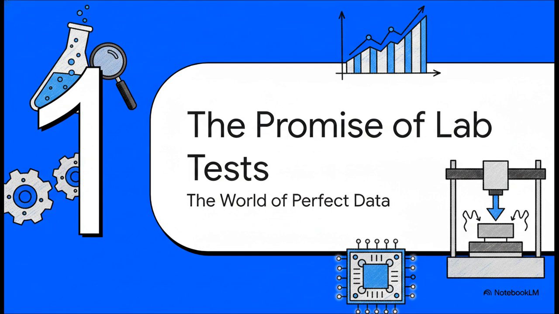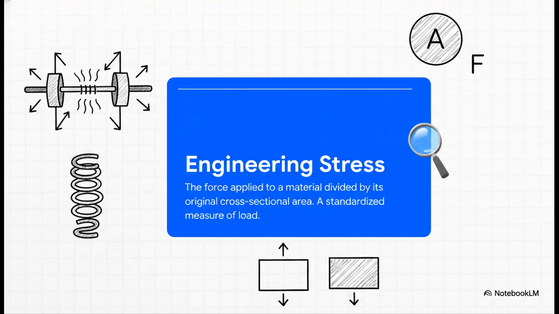So, the most classic test of them all is the tensile test. Just imagine stretching a rubber band until it snaps. We're basically doing the same thing, but with a metal rod, and we're measuring the force it takes. Now, to make sure we're comparing apples to apples between different materials, we calculate something called engineering stress. It's really just the force divided by the original size of the sample. It creates a universal language for strength.